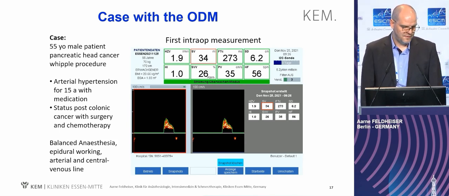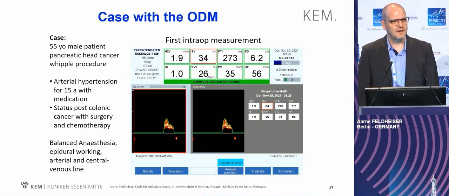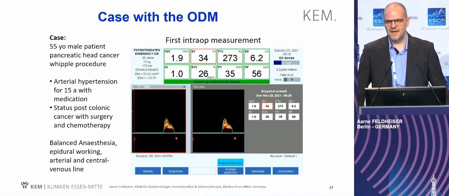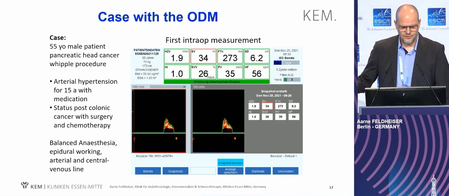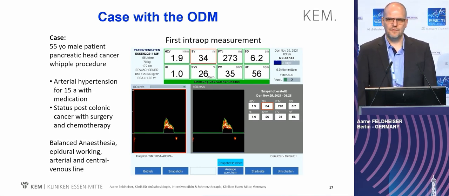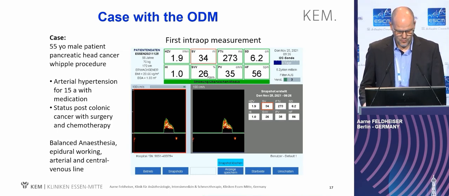This is a patient 55 years old with pancreatic head resection, Whipple procedure, and he has arterial hypertension as a preceding disease, and colonic resection. Standard anesthesia balanced with epidural, arterial and central venous lines in place. This is the initial measurement, okay? And this is something you see frequently after induction of anesthesia. You have a cardiac index of only 1.